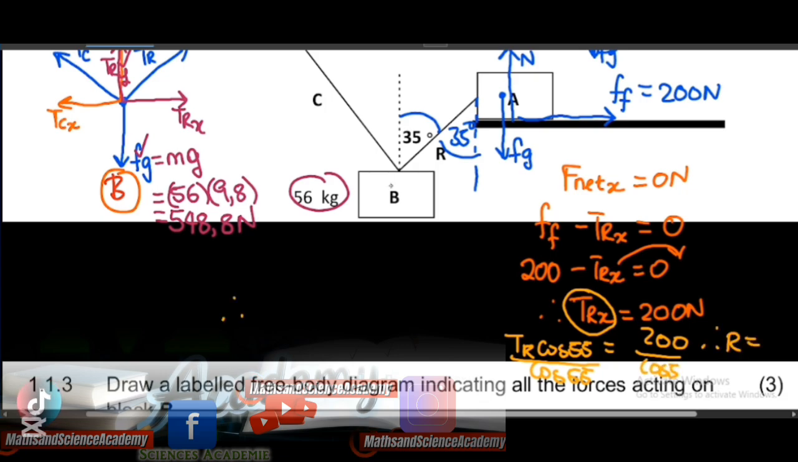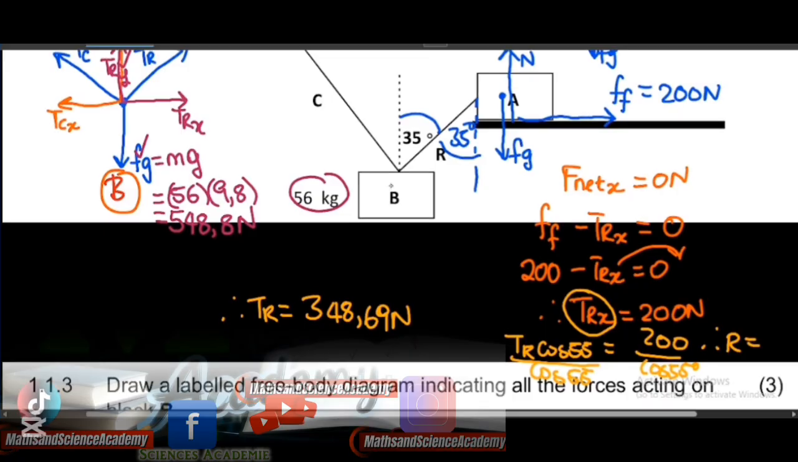Therefore, tension R is equal to 348.69. So we'll write it there. You can punch that in a calculator: 200 divided by cos of 55 degrees is equal to 348. Rounding it to 2 decimal places gives us 348.69 newtons. Since we already know what our tension R is, it's easy for us to calculate Try.